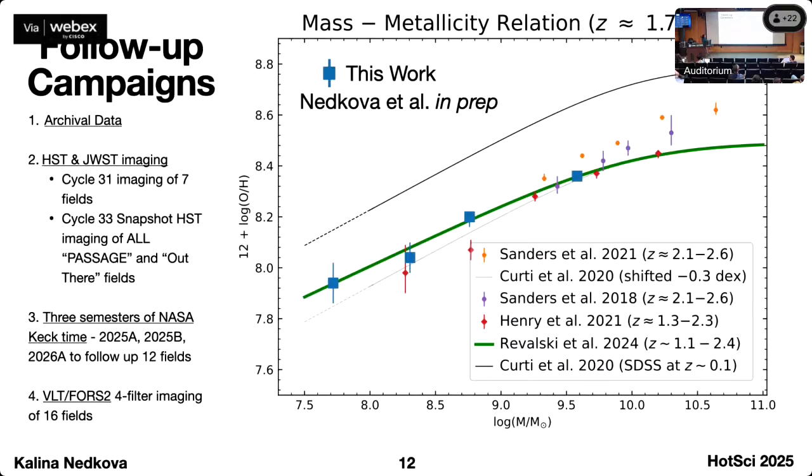I'm also the PI of 2 NASA Keck proposals, which we obtained 3 semesters of time to follow up 12 fields, and we are also following up the southern fields with VLT. And so these fields are going to have a wealth of data, and we'll be able to really fill this in better. And this is really important because once we have the samples needed, we can then begin to study galaxies at a given mass as a function of morphology.